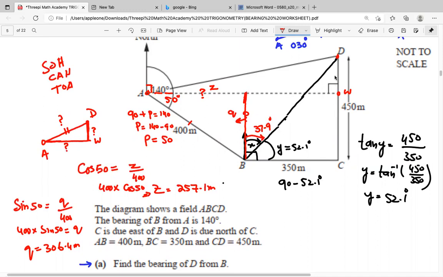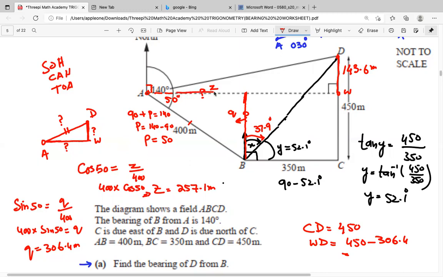Okay, so now see here, this Z is 257, and this Q length is 306. The whole CD is 450. So what will be WD? WD will be 450 minus 306.4. So the result will be 450 minus 306.4. So this length with us is 143.6 meters.